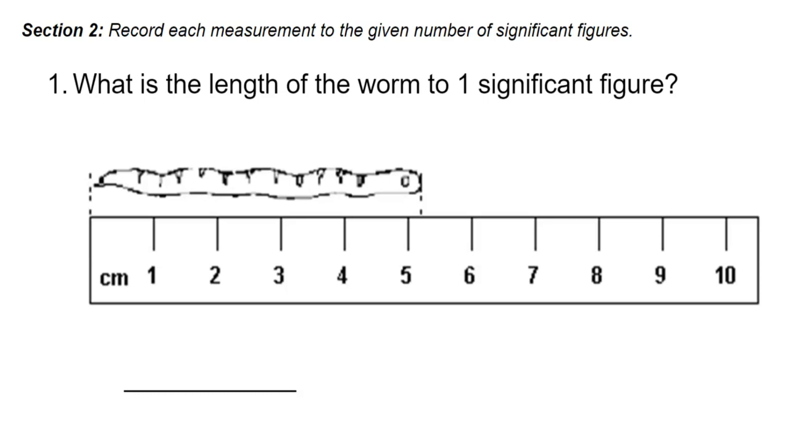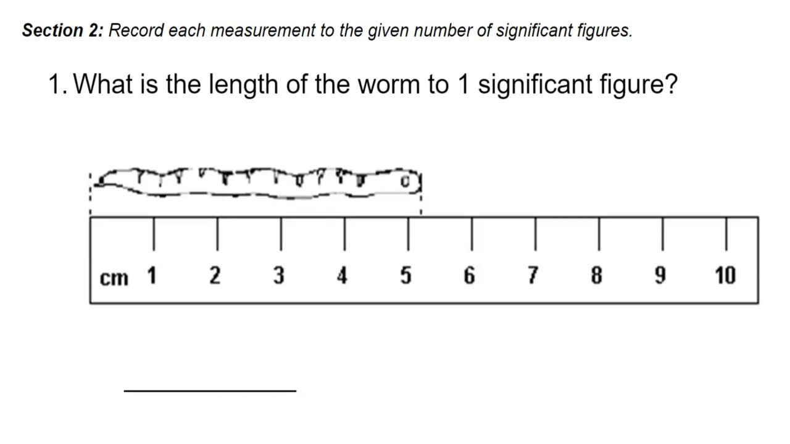In this next section, we are going to look at making measurements to given numbers of significant figures. So in number 1, or just in general, when we make measurements, a device doesn't always give us the number of significant figures that we want to record our value to. So oftentimes we have to round to the appropriate number of significant figures. So let's look at number 1, which says, what is the length of the worm to one significant figure?